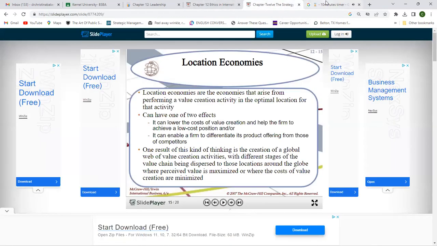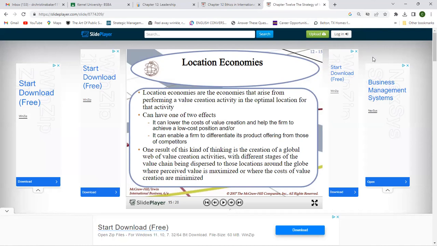Alright, back to the PowerPoint. Location economies are economies that arise from performing a value creation activity in the optimal location. This can have one of two effects: it can lower the cost of value creation and help the firm achieve a low-cost position, and or it can enable the firm to differentiate its product offering from those of competitors.